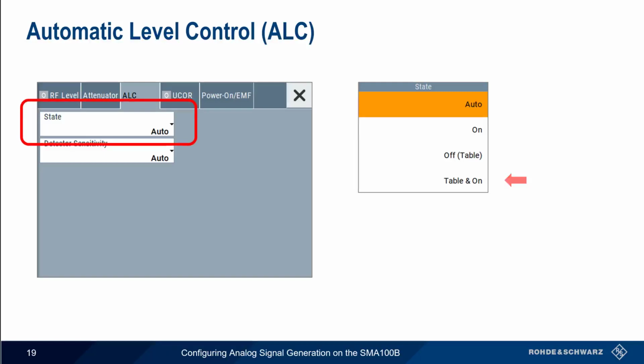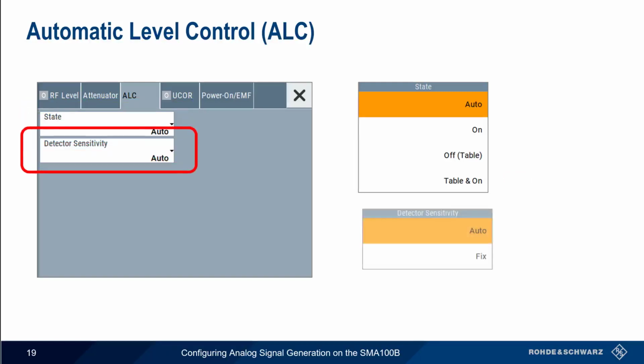Finally, the sensitivity of the detector used for ALC can also be set to either auto or fixed, but in almost all cases, it's best to leave this in auto mode.